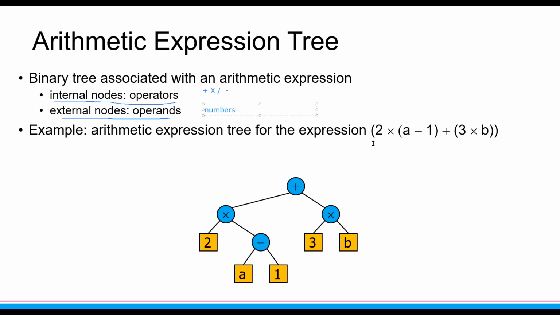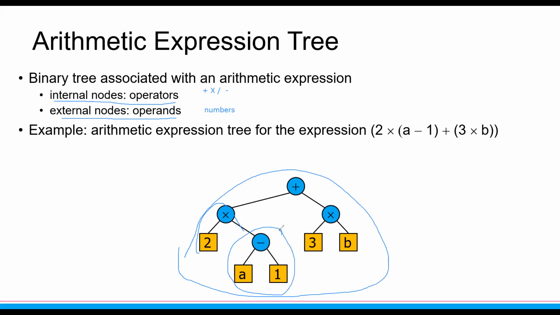For example, if we have 2 multiplied by (a minus 1) plus 3 multiplied by b, then you can make this tree. So 2 multiplied by a minus 1, and then we are going to add 3 multiplied by b. So the concept of the traversal can also be represented by a tree like this one.